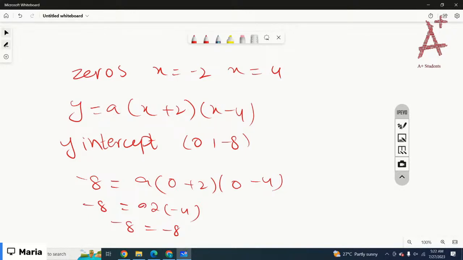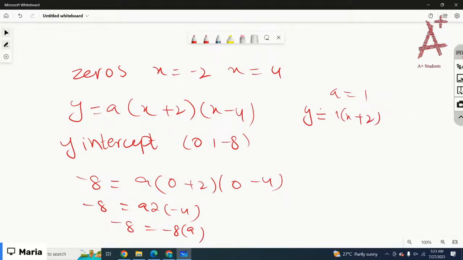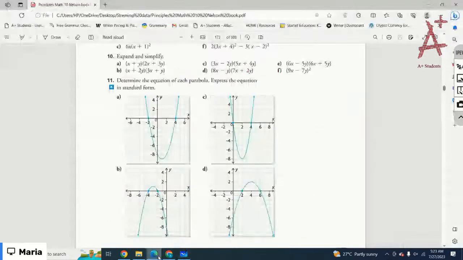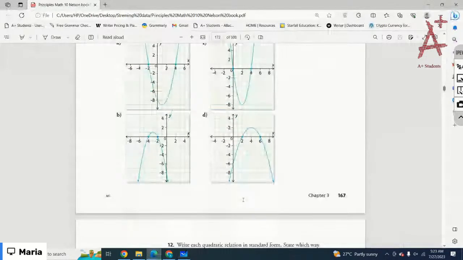Okay, you have a here. So a times negative 8 equals negative 8. That means a equals 1. Got it? So the equation is y equals 1 times (x + 2)(x - 4). Just multiply them. It is x squared plus 2x minus 4x minus 8. So it would be x squared minus 2x minus 8. That is the equation of the parabola in standard form, right? Okay, you can do the rest of the part by yourself.